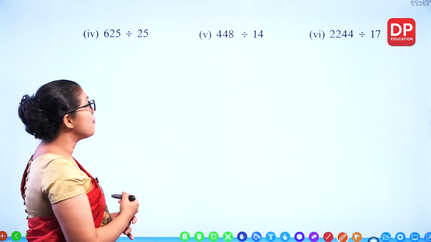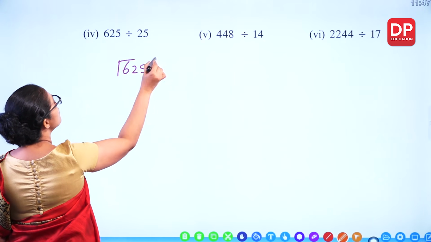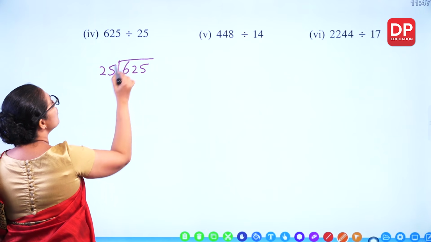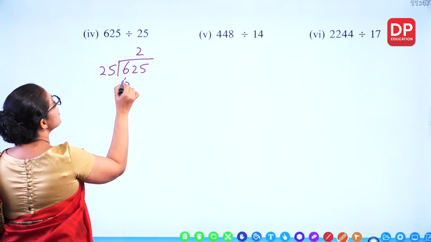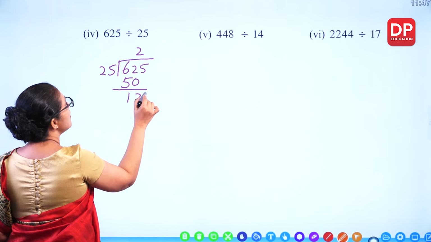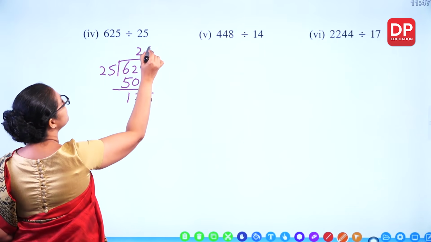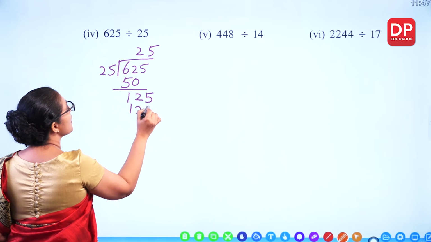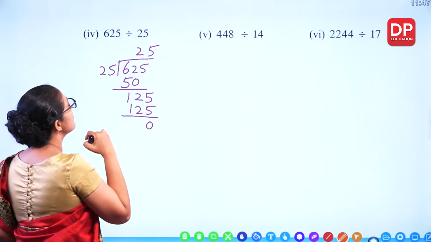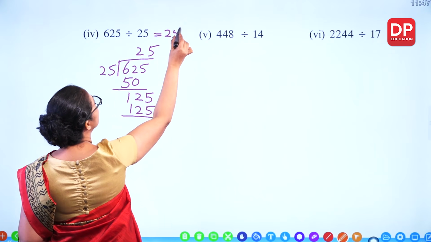This one, divide by 25. 625 divided by 25. So we know that 2 times 25 is 50. What's the remaining part? You get 12. For 125, 25 times 5. That's 0. So the remainder is 0. So you can straight away write the answer is 25.